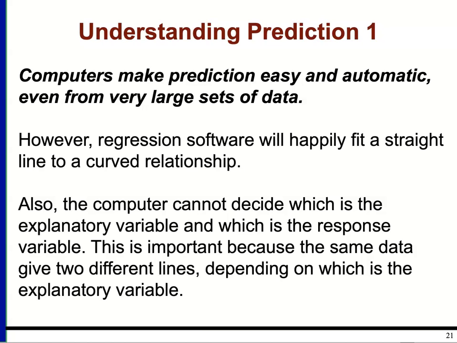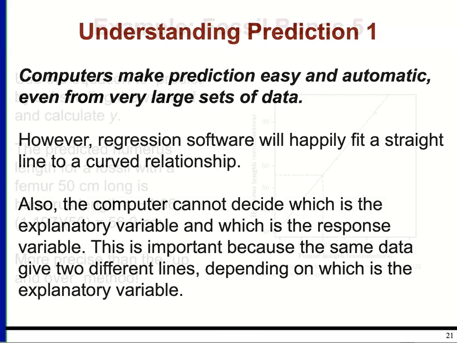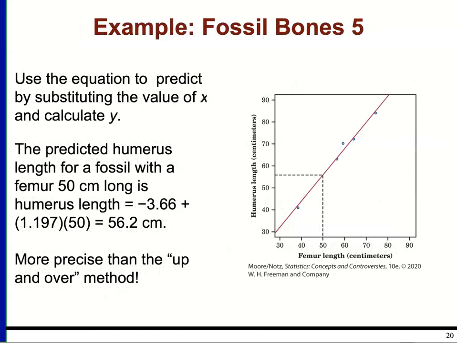Also, the computer has no idea which variable should be the explanatory variable and which variable should be the response variable. So it's up to us as the thinkers to tell the computer what to do only when it's appropriate. So for the fossil bone explanation, it was very appropriate for us to do a regression line because the data fit that line very, very well.